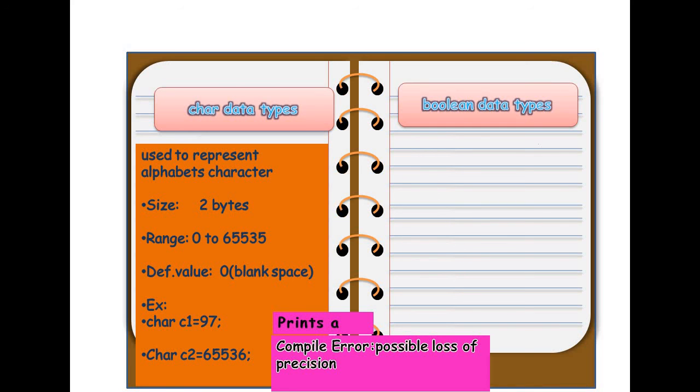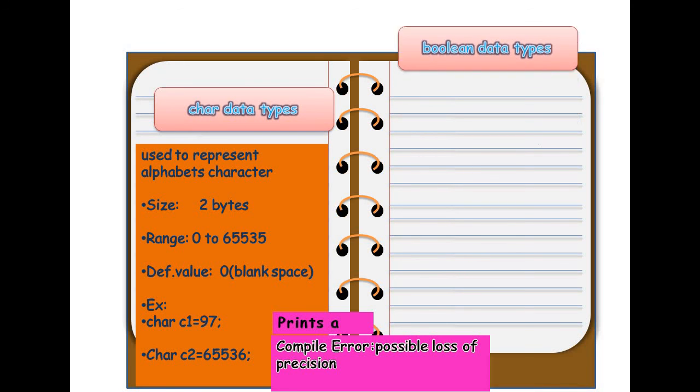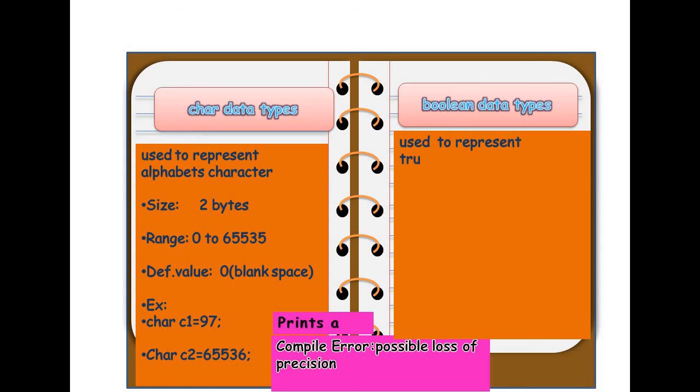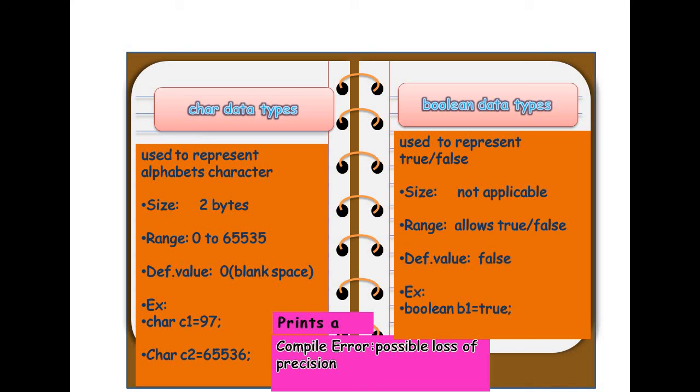The last one is the boolean data type. The boolean data type is used to represent two values, true or false. There is no size, it is not applicable. And there is no range, it is also not applicable, but it should be defined that it allows a true or false value. The default value for the boolean data type is false. For example, boolean b1 = true. If you do not define b1, it is taken as false.